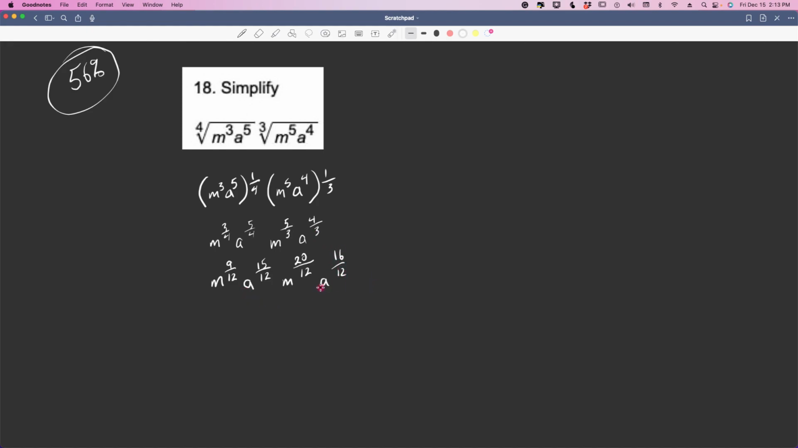Now we just add the like bases together. So we have m, and we have 9 and 20 over 12. So this could be 29 over 12. And then for A, we have 15 and 16. That's going to be 31 over 12. That's it. That is your answer. And you could have written it in alphabetical order and put the A first, and I would have marked it right. That's all there is to it, ladies and gentlemen.